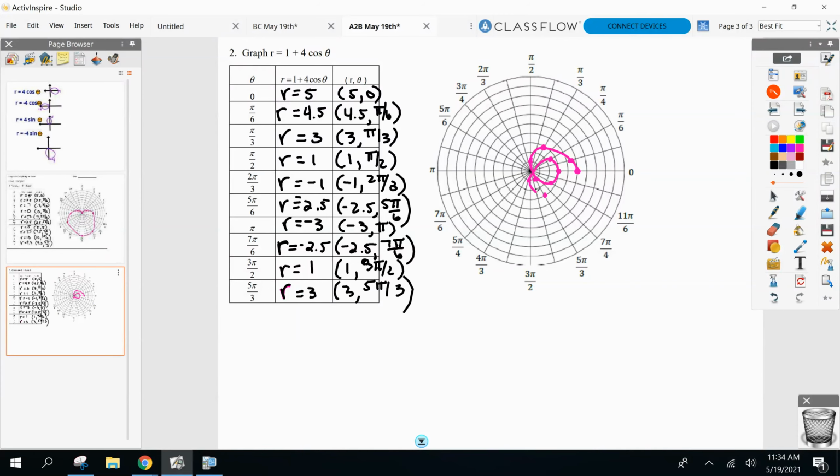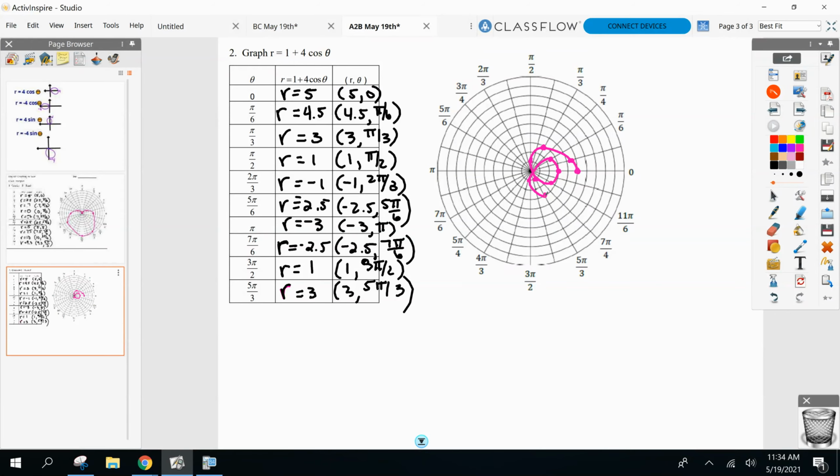I have a question. Sure, Caroline. With 7 pi over 6, what are you plotting that's opposite? Pi over 6, which was 2.5. Yeah, did I not do that? I think I didn't do it. Okay, I think I got it.